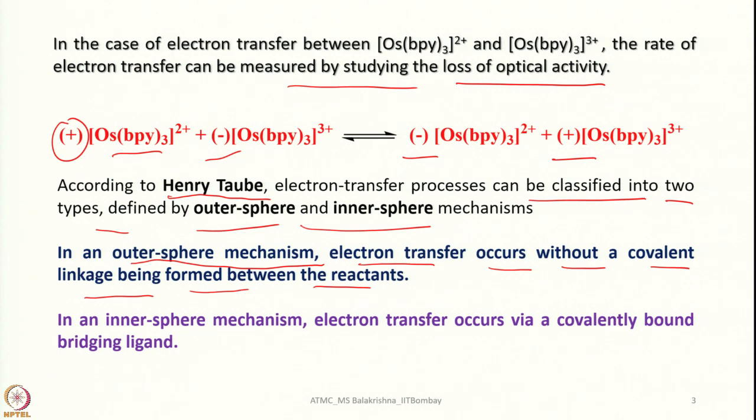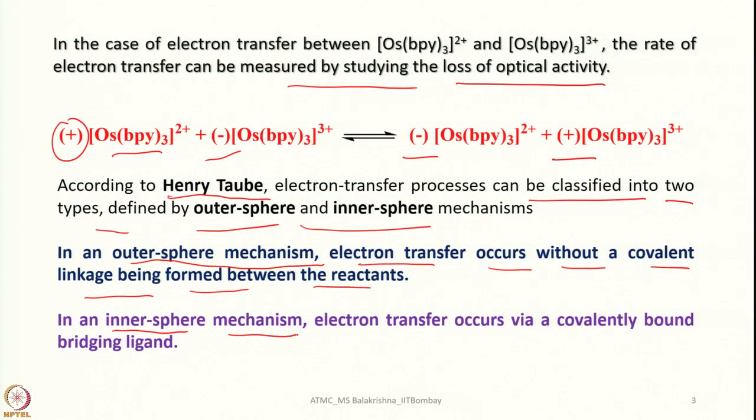So, that means electron tunneling or electron hopping phenomena will come into picture. But in the inner sphere mechanism, electron transfer occurs via a covalently bound bridging ligand. So, whenever we explain a redox process using the inner sphere mechanistic pathway, electron transfer occurs through a bridge formation. That means we should invariably have a ligand that is capable of bridging the two metal centers, or it can exhibit a bridging coordination mode.